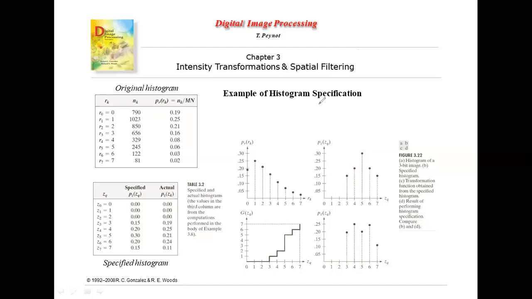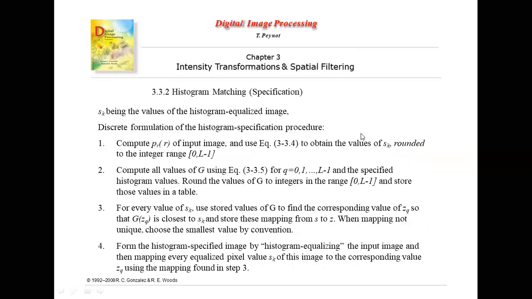So, histogram specification or histogram matching. How it is done, you go to the numerical and the steps will be understood. Compute the rounded integers, and some steps have been given. This is what it meant. Histogram specified input, then mapping equalized to the corresponding values. Usually you will end up getting numericals on this. Very interesting, very easy to score also. This will be easy marks if you get this numerical.